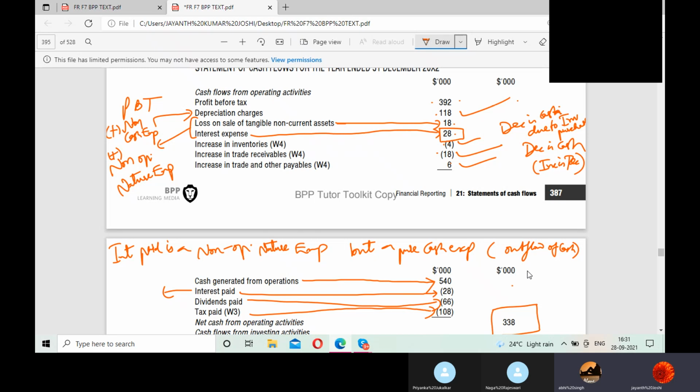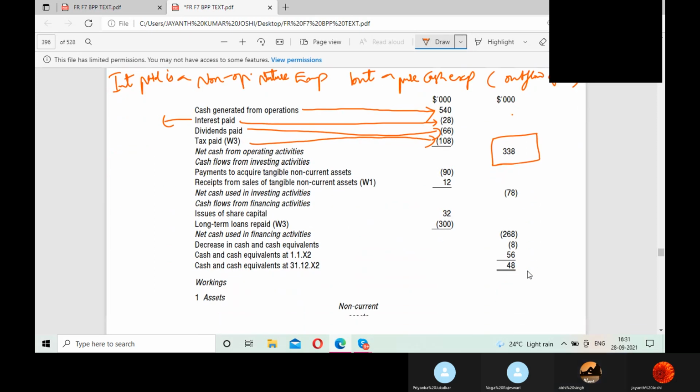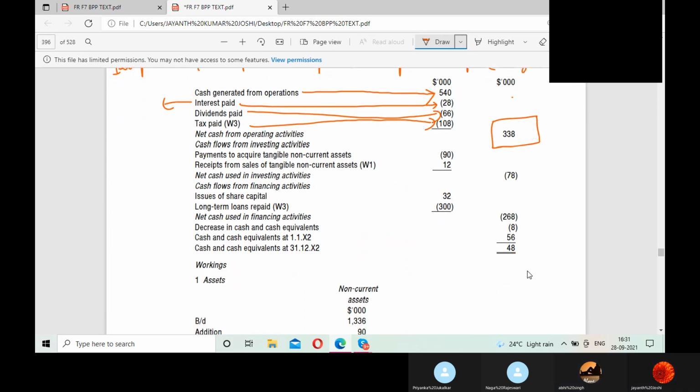Okay, so let's go ahead. Now, see, now we are done with the cash flow from operating activities. The next step is to do cash flow from investing activities and cash flow from financing activities. Okay, let's do this.